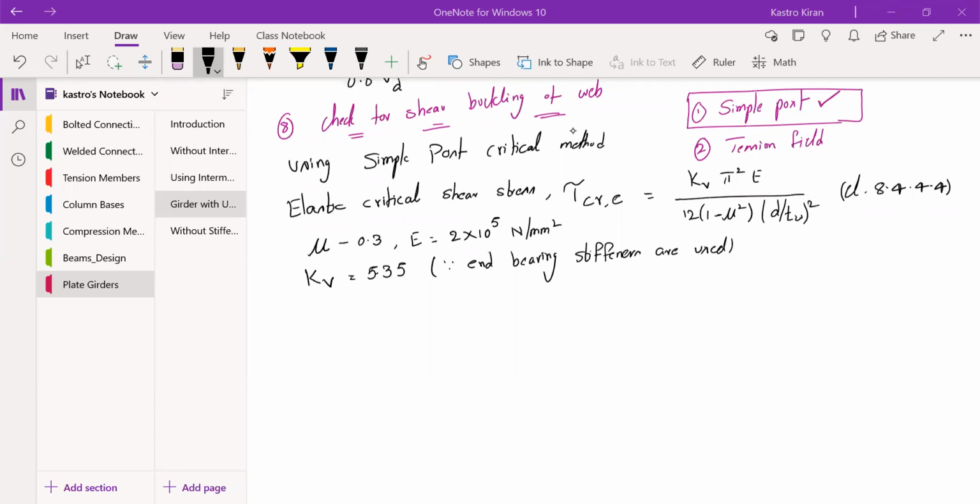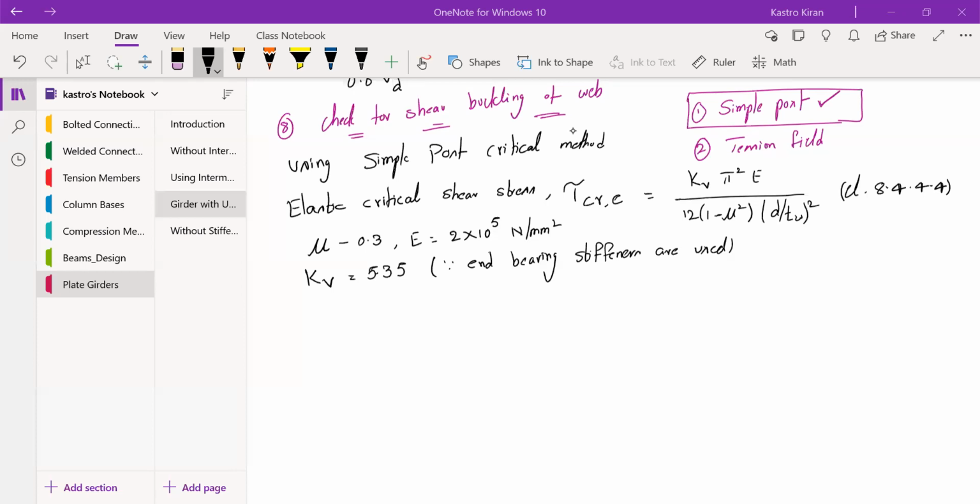They have also mentioned in the question that you have to use the thick web. So when you are using a thick web, you don't need to provide the intermediate transverse stiffeners. So when intermediate transverse stiffeners are not being provided, the value of kV is taken as 5.35.